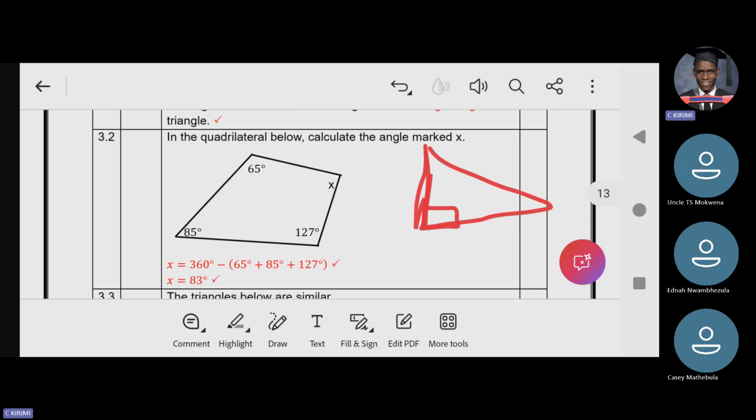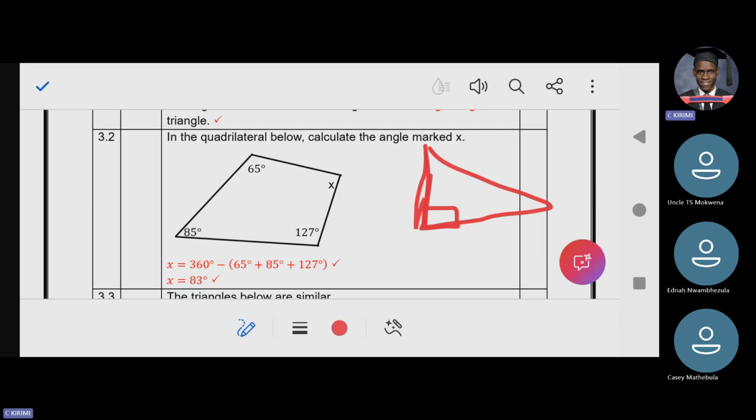Then in a quadrilateral below, calculate the angle marked X. So I said all quadrilaterals, they give you what? 360. So if there is a missing angle, you say 360 minus the sum of this 65 plus 85 plus 127, you get the sum. Then that total, you subtract it from 360. Then you get the answer is what? 83. Not just 83, but degrees.